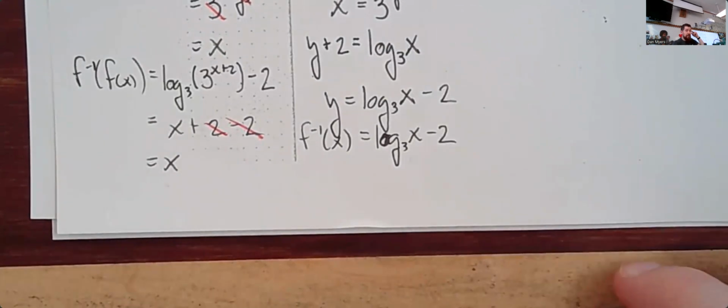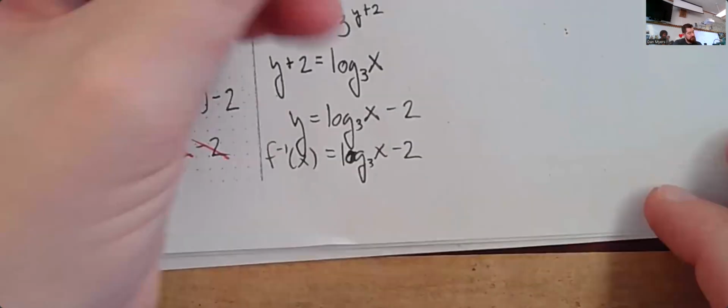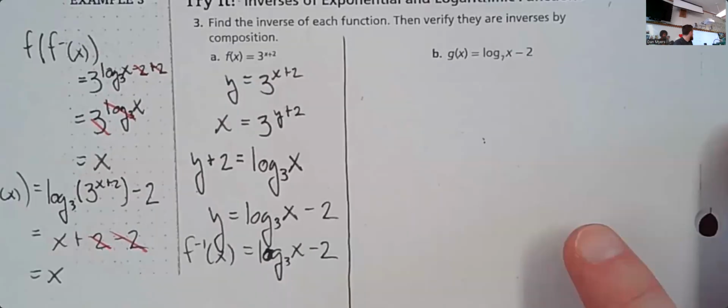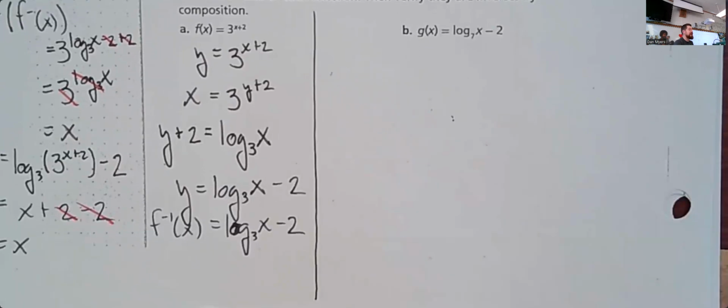So I want you to try part B on your own. I want you to write the inverse function, which is kind of the easy part. And then I want you to use composition to show that they are inverses of one another. So try part B. And let's go with 4 minutes. So 2:06. I'll give you 4 minutes to work on this one. 2:06, we'll check, see how it went.